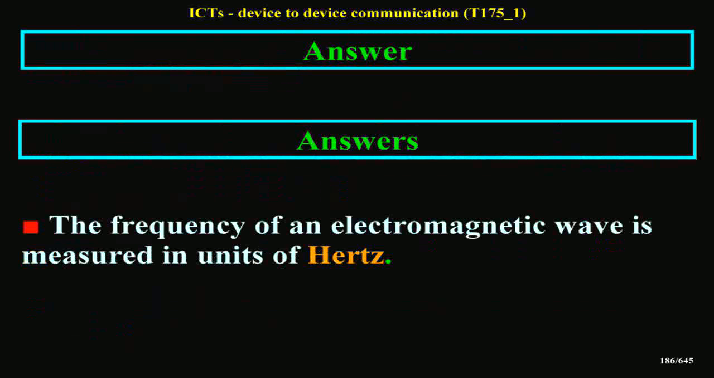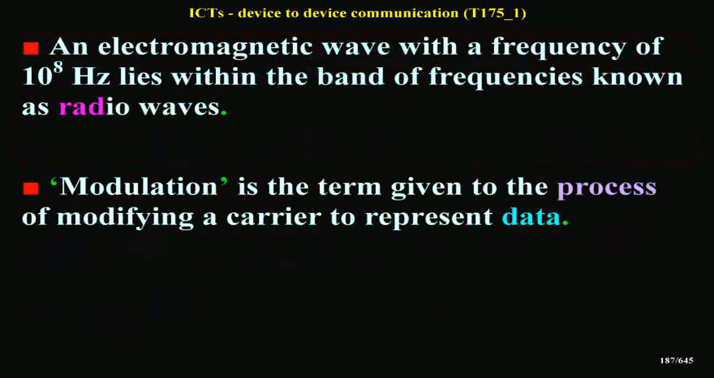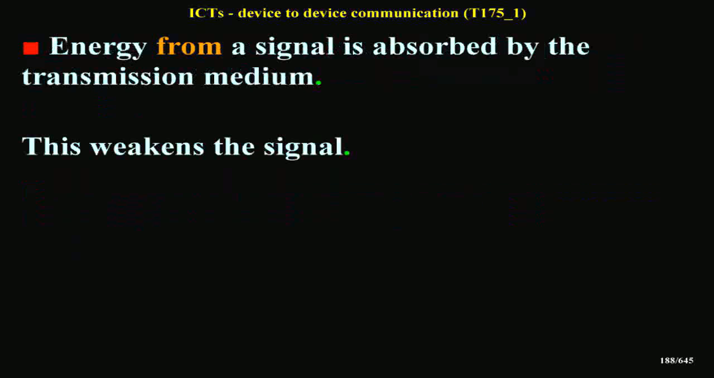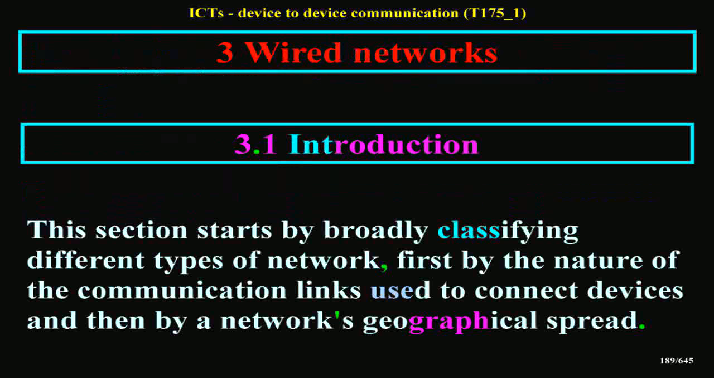Answers. The frequency of an electromagnetic wave is measured in units of Hz. An electromagnetic wave with a frequency of 10^8 Hz lies within the band of frequencies known as radio waves. Modulation is the term given to the process of modifying a carrier to represent data. Energy from a signal is absorbed by the transmission medium. This weakens the signal.